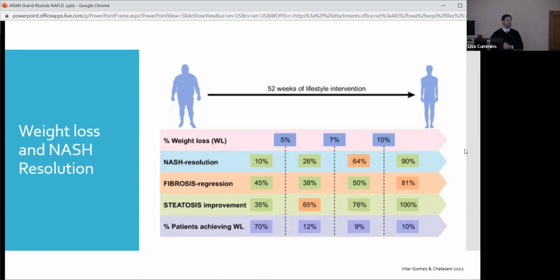And if you could get to over 10% body weight loss, right? That's 20 pounds in someone who's 200. That's 30 pounds in someone who's 300 pounds. 90% of these patients had NASH resolution. Fibrosis regression, 81% if you could get over 10%.